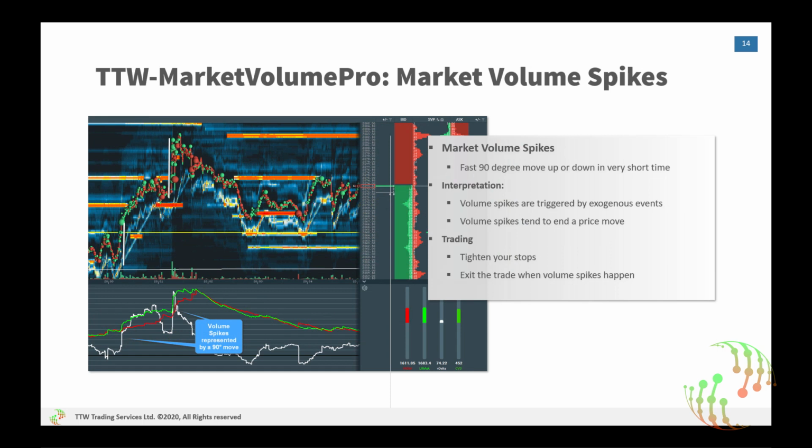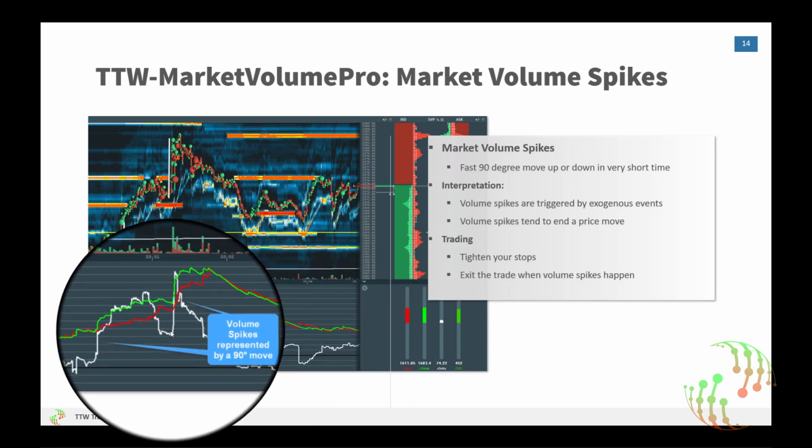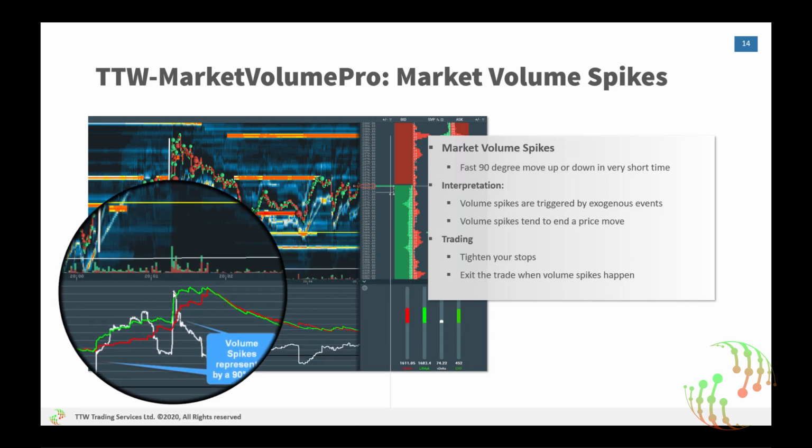TTW-MarketVolumePro indicates market volume spikes. Market volume spikes happen all day long in every liquid traded market. Market volume spikes are a fast 90-degree move up or down in a very short time. Volume spikes are triggered by, for example, exogenous events, news, and the volume spike tends to end a price move. For trading, it means very clearly: tighten your stop or exit a trade when volume spikes happen. The volume spikes are indicated very clearly in the Market Volume Pro indicator by this 90-degree move up or down.